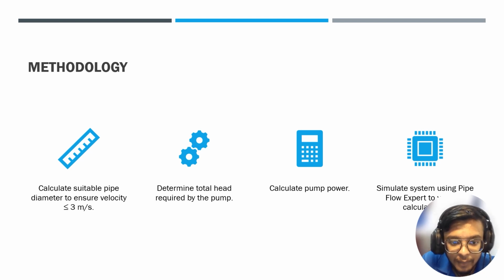Calculate a suitable pipe diameter to ensure velocity is less than 3 meters per second. Determine total head required by the pump. Calculate pump power and simulate the system using Pipe Flow Expert to calculate the pump calculations, the piping calculations, and the head losses, minor losses, and the frictional head losses.